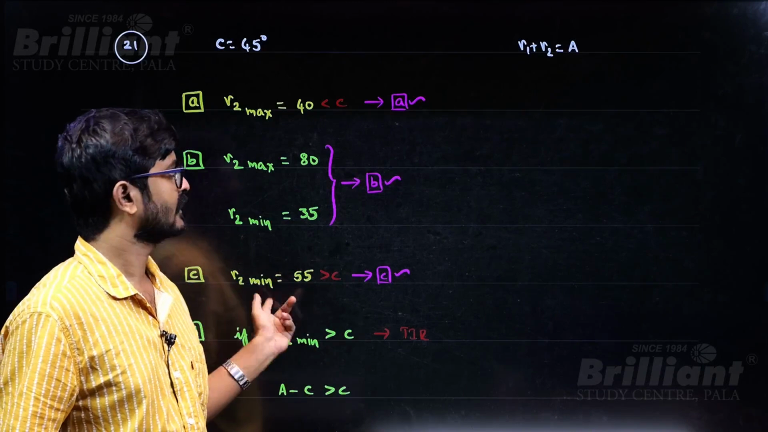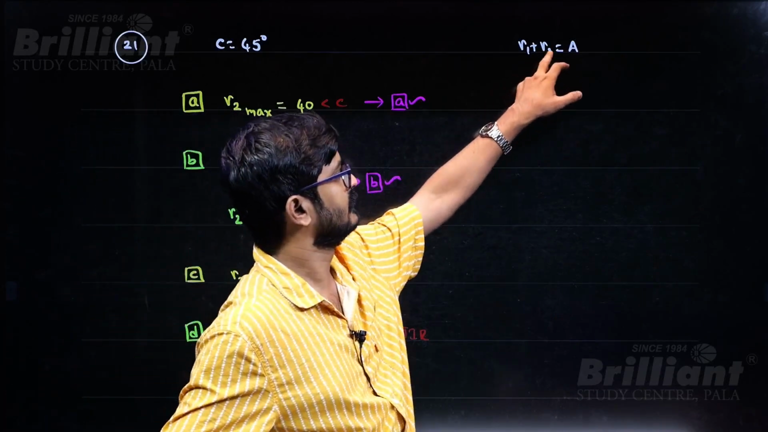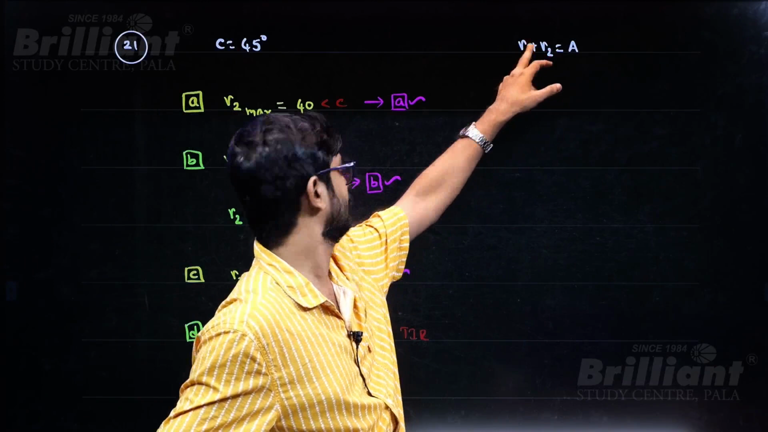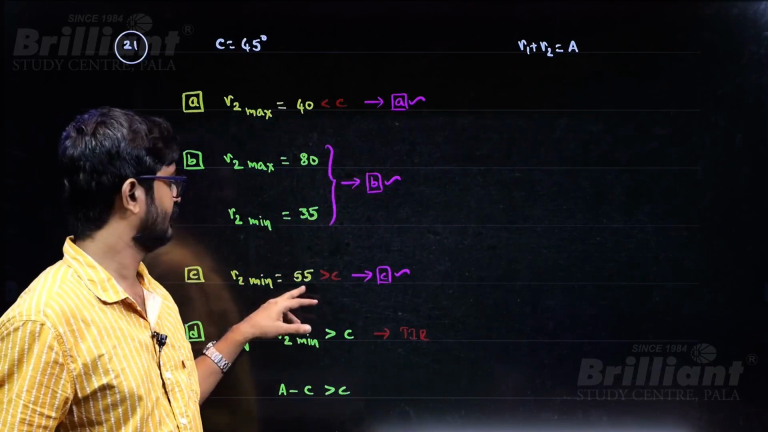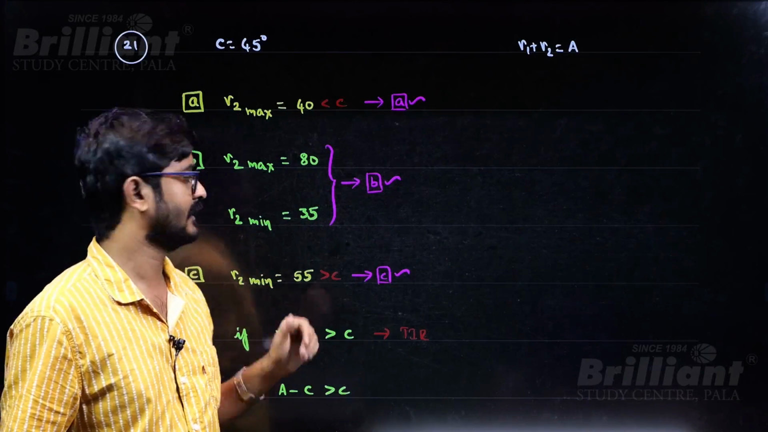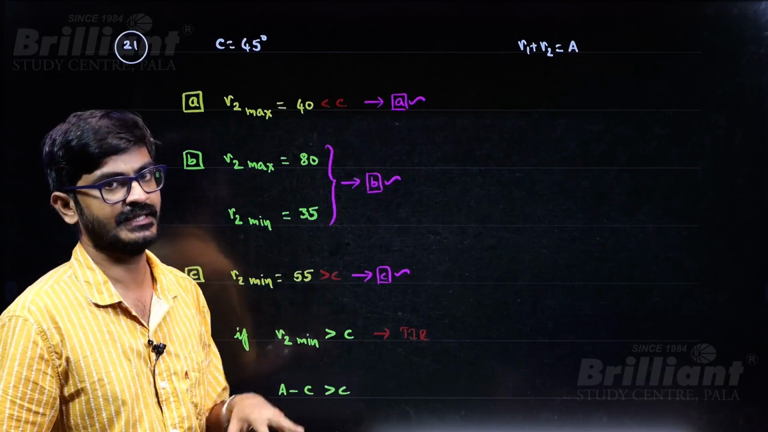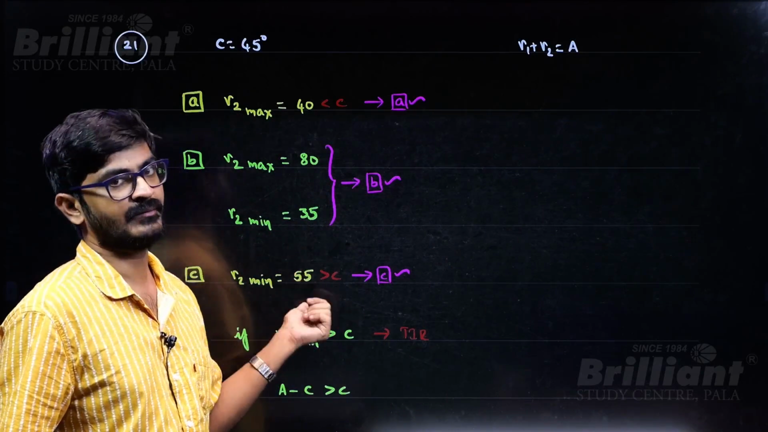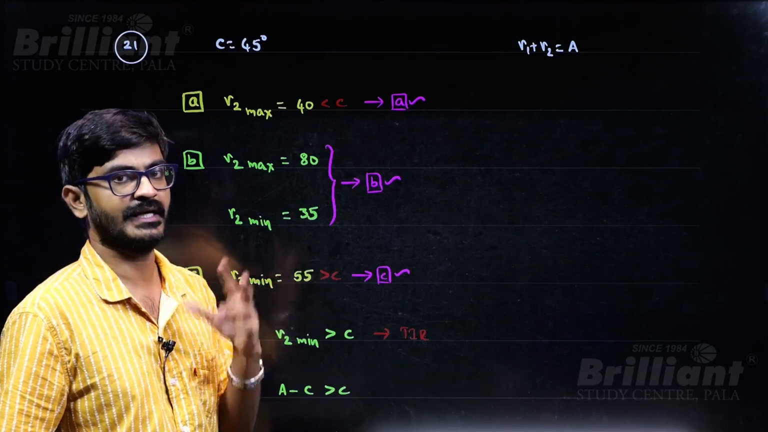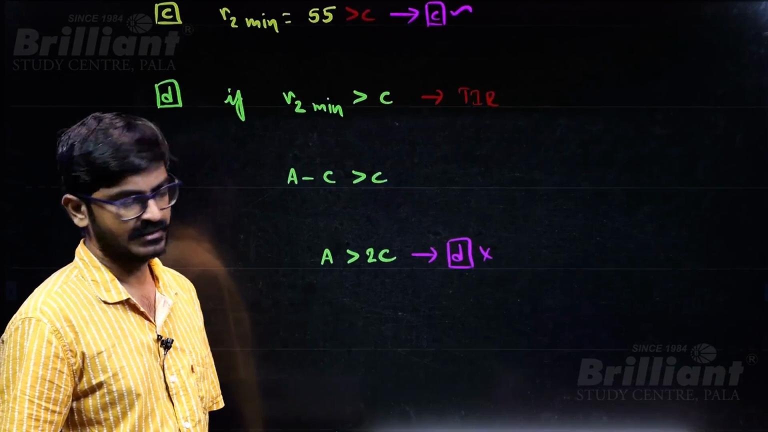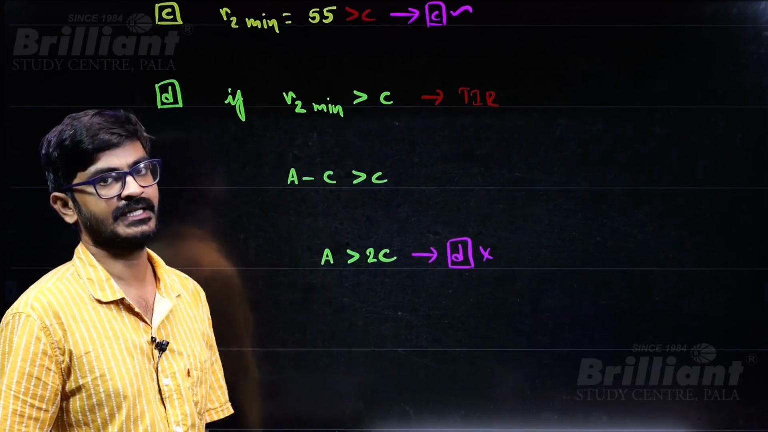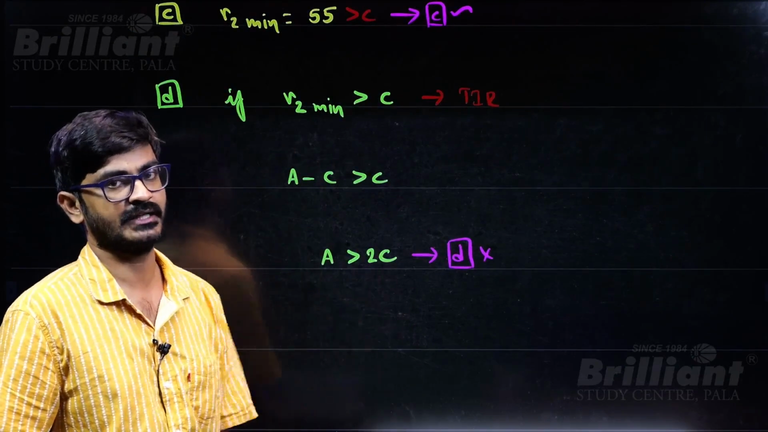In the third case, the minimum will happen when R1 is maximum, that is 45. So 100 minus 45 will be 55, which is greater than the critical angle. R2 minimum itself is greater than the critical angle, so for the minimum angle it will total internally reflect, so any angle will total internally reflect. Now the generalized condition we have seen: when R2 minimum is greater than the critical angle, all the rays will be total internally reflecting.